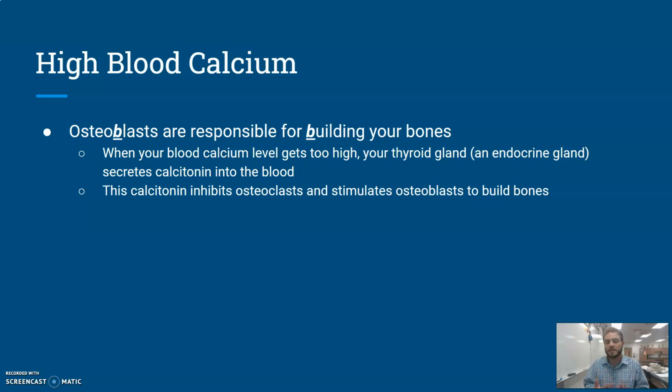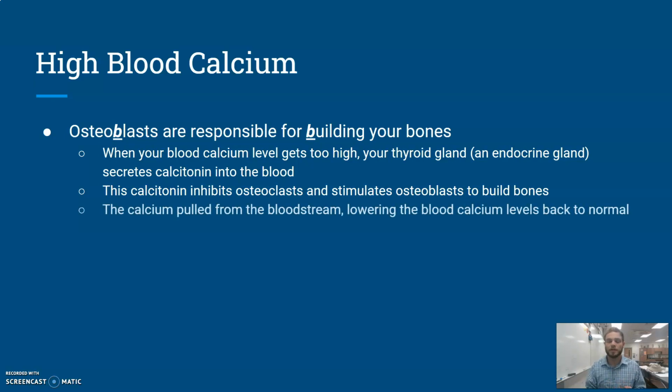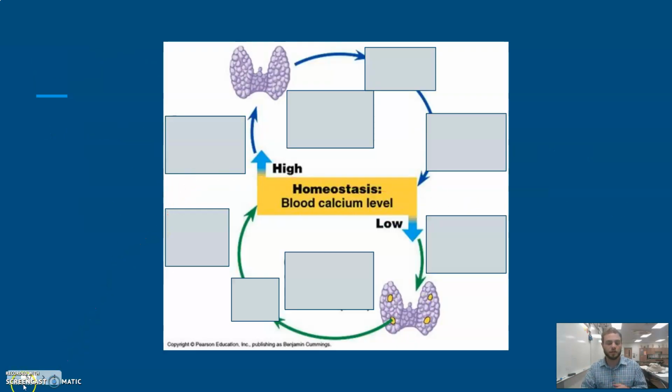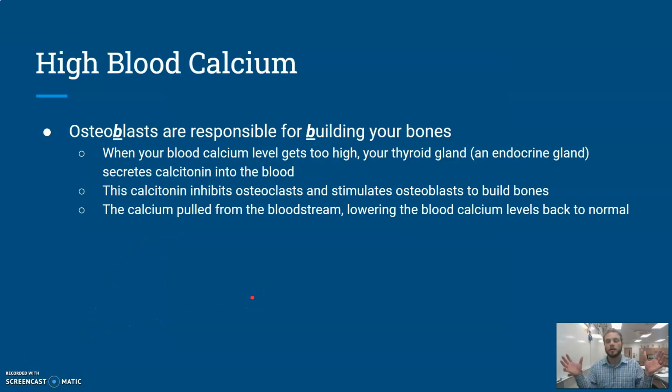It's going to stimulate your osteoblasts to kick into overdrive, and what they're going to do is pull calcium out of your blood, because remember, that's the problem. There's too much calcium in our blood, and it's going to deposit it onto our bones. So it pulls that calcium out of our blood, deposits it on our bones. Our bones end up being stronger, and we stay in our homeostatic blood calcium levels.